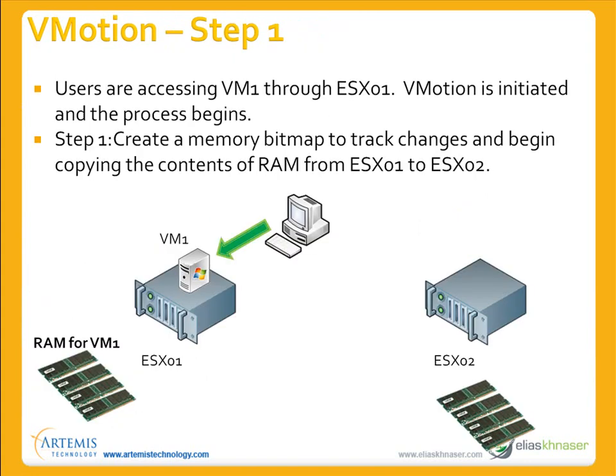So step 1, users are accessing VM1 through ESX01. vMotion is initiated. The first step would be to create a memory bitmap to track the changes and begin copying the contents of RAM from ESX01 to ESX02. So you'll notice here that ESX02 now has a memory bitmap, and we're going to start the process of copying the memory contents from ESX01 to ESX02.